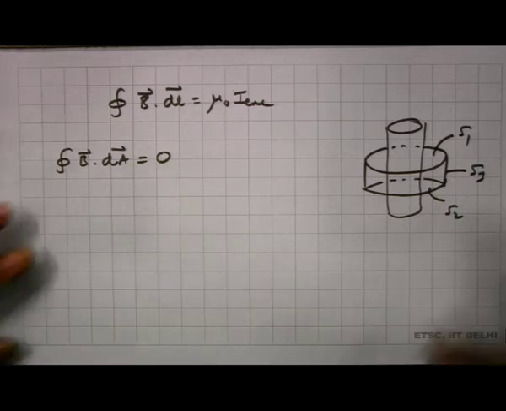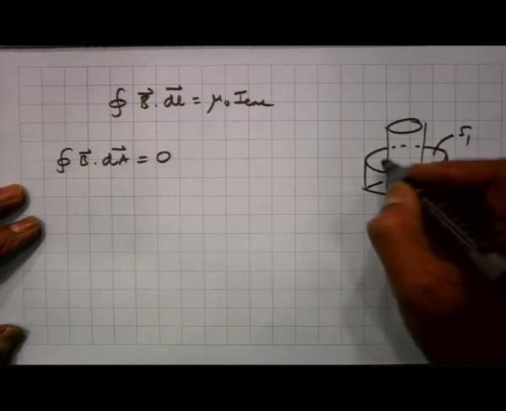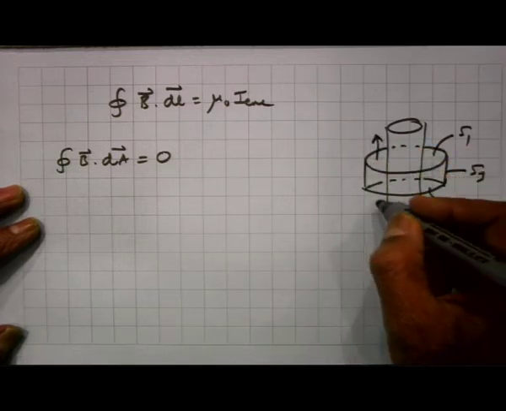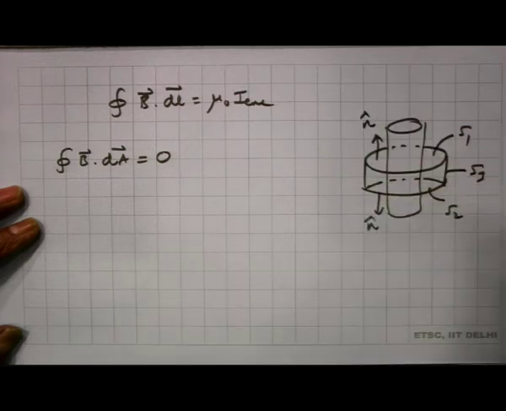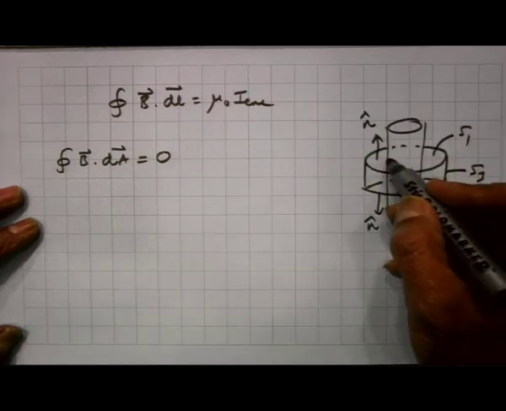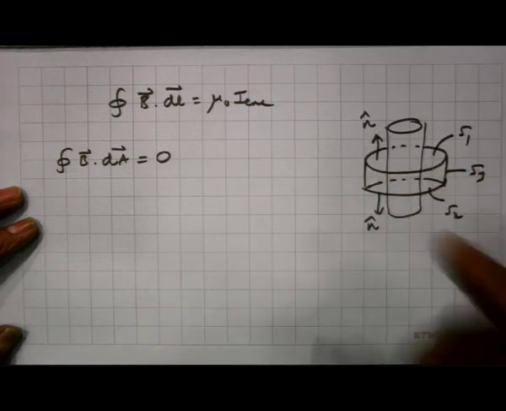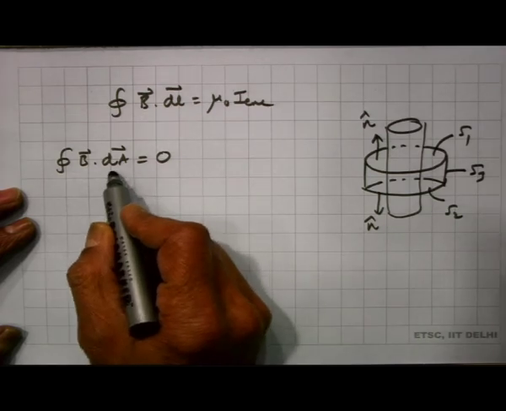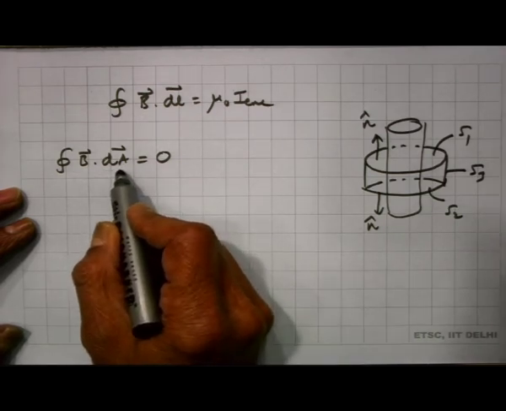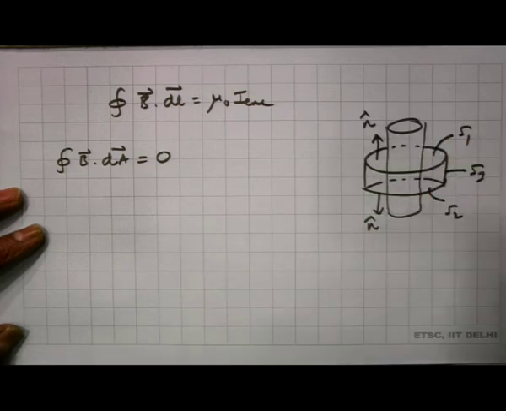Now, please note that because the normal to this surface is like this and the normal to this surface is like this, the dA vector on this surface is pointing up, and the dA vector on this surface is pointing down. Recall Gauss's law: when you do an integration like this, dA is an area vector with the outward normal. So, dA vector here is upwards, dA vector here is downwards.